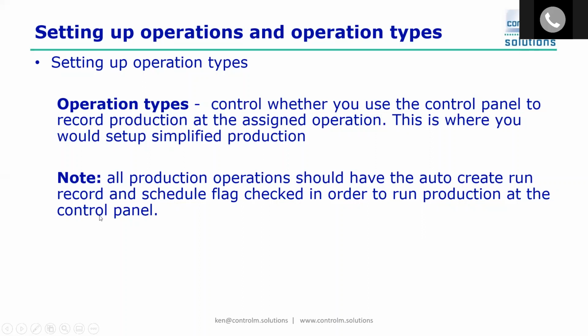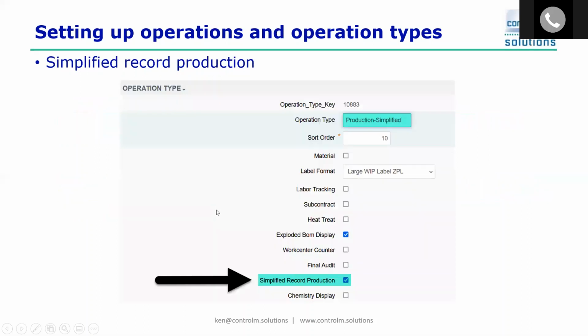A key note here is that when you're setting up these production operations, you should have the auto create run record, the schedule flag, checked in order to run production at the control panel. So, something key there. Many of the operation types, when you get your PCN, are already going to be set up. But if you're going to dabble in test, which we'll talk about in a moment, just make sure your operation and operation types are set up correctly.